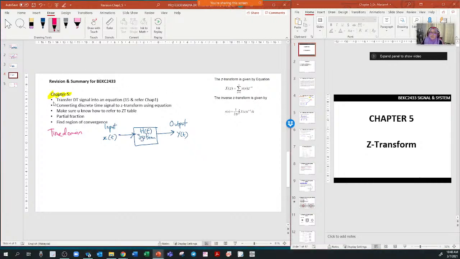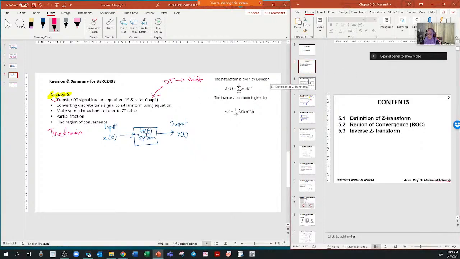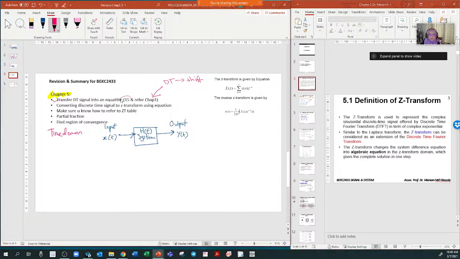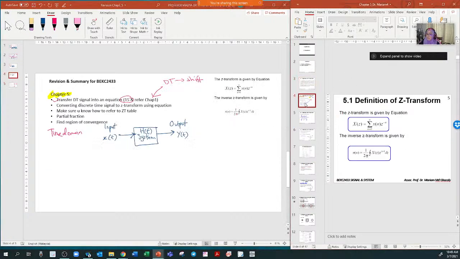First, what you need to know is that you're able to transfer a discrete time signal into an equation. You learned in chapter 1 about continuous time, and you learned about the discrete time signal, right? You learned that it can be shifted, by -1 and -2 and so on. So here you need to be able to write out the equation. This one is referring to slide number 15.